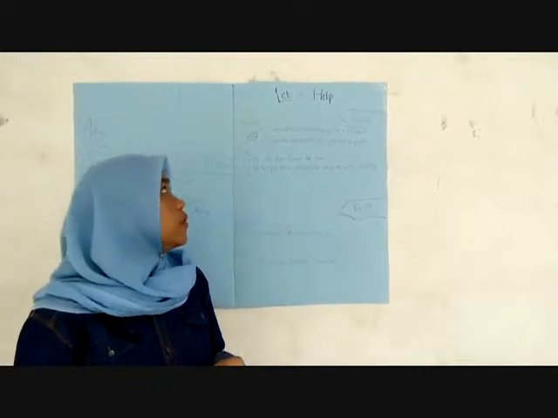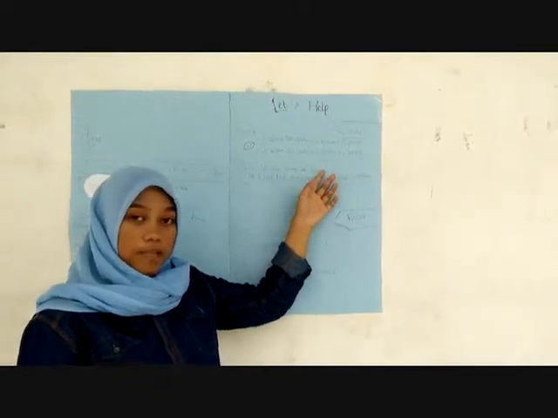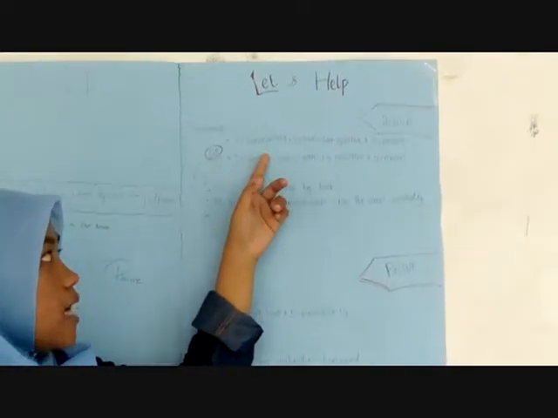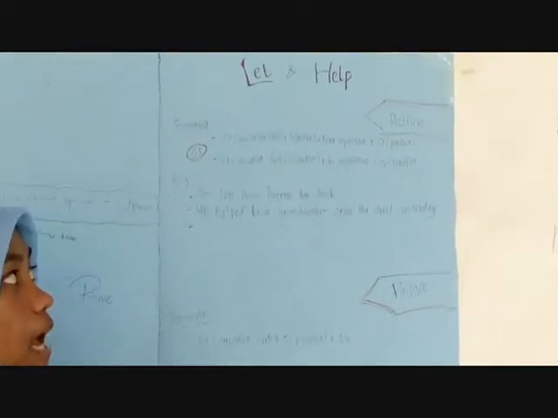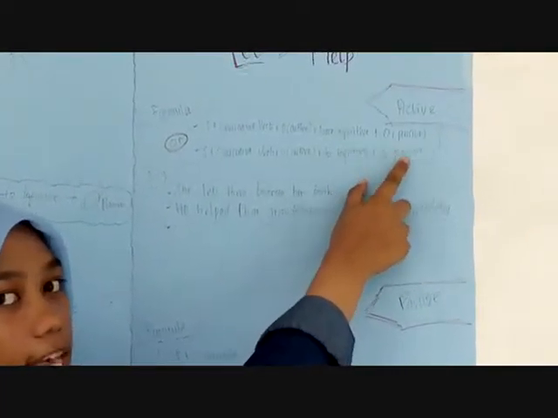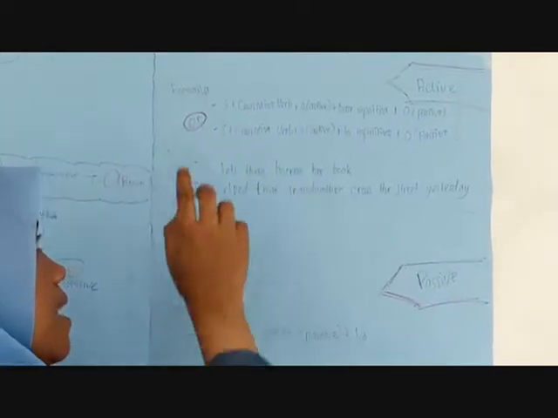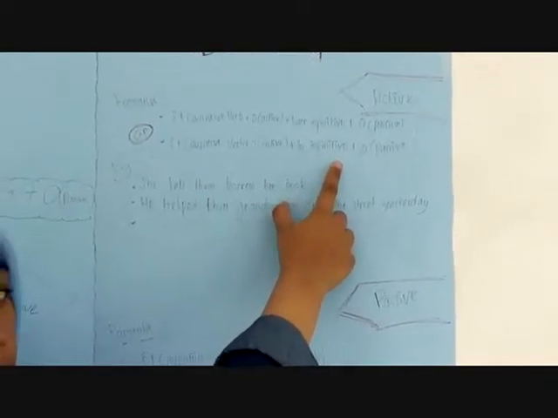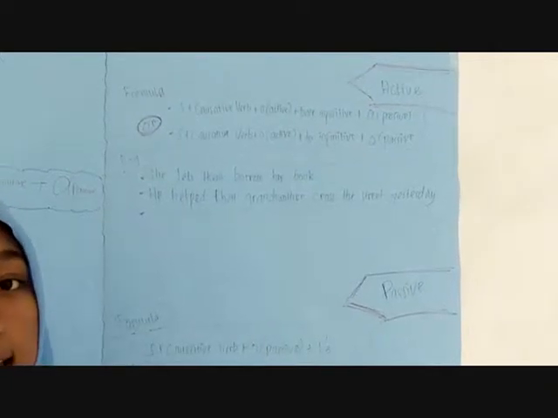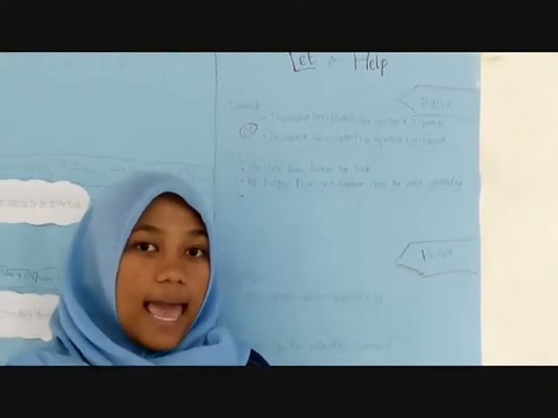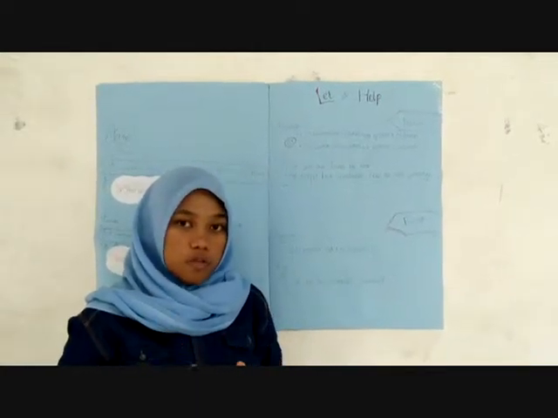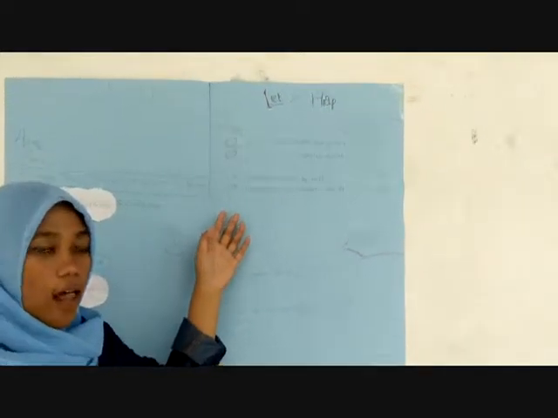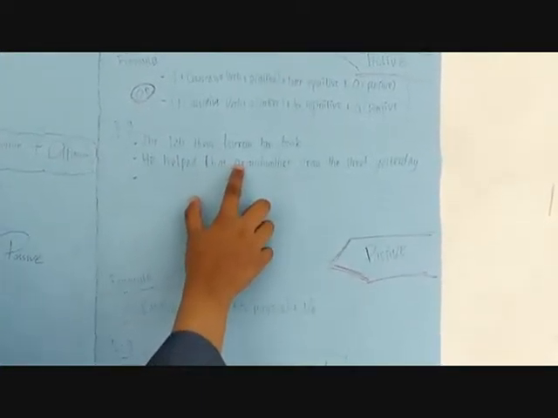Now I will explain to you about let and help. In active form, there are two formulas of let and help. The first is subject plus causative verb plus object as active plus verb infinitive plus object as passive. And the second formula is subject plus causative verb plus object as active plus to infinitive plus object as passive. And the difference is that let means to allow someone to do something, while help means to help someone. For example of let and help, the first is, she lets them borrow her book.